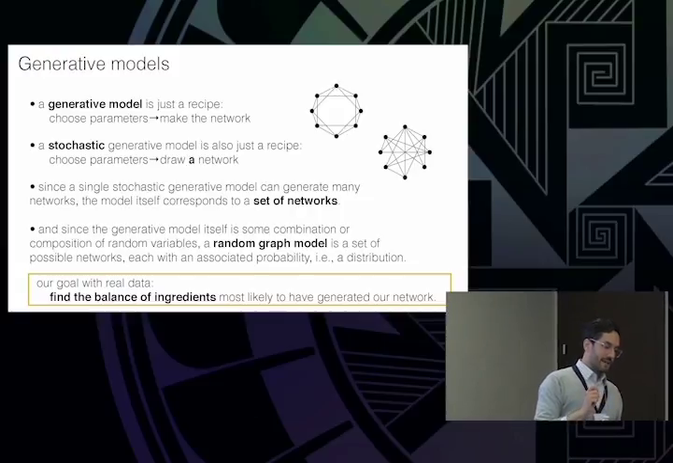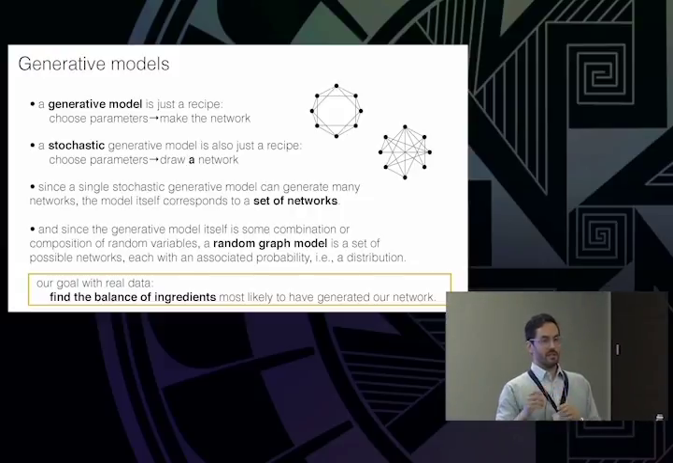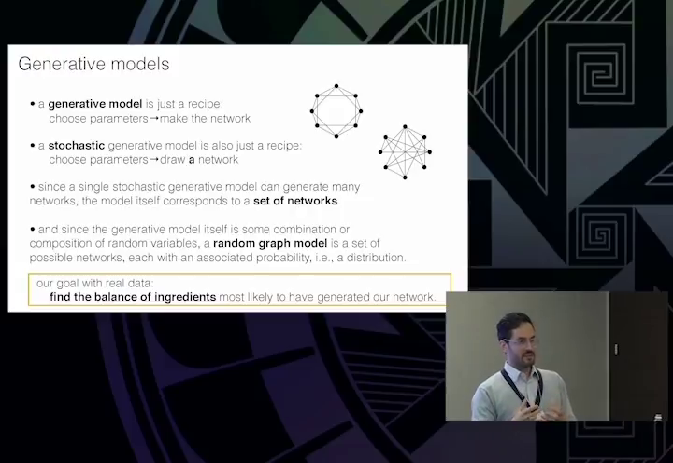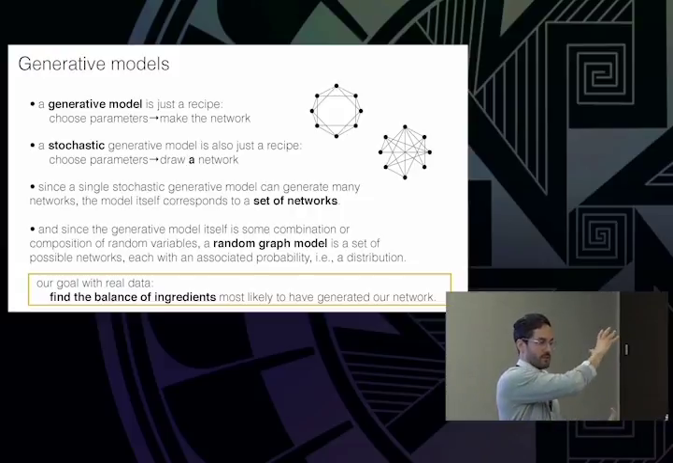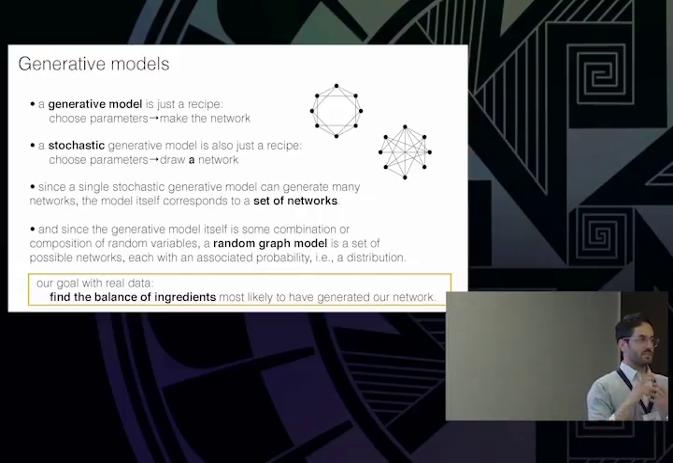So since a single stochastic generative model can generate many networks, the model itself corresponds to a set of networks. Right? When Ole was talking, he was mentioning that in this coin flipping game, you might get a good trajectory that you like, you might get a bad trajectory. The model itself corresponds to the totality of all those trajectories. In the same way, a generative model for networks corresponds to the whole set of networks that it can produce.